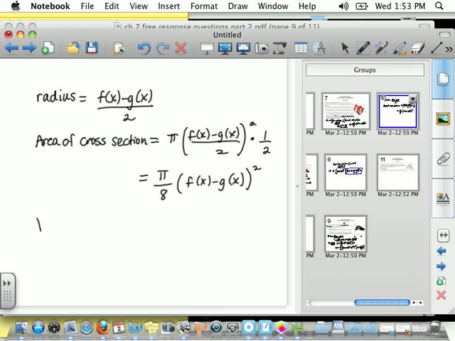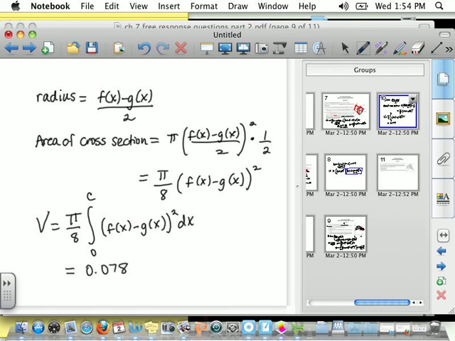So that's how I'm going to write my volume. It's going to be pi over 8 on the outside. I'm adding up all of these areas, so I'm doing the summation, so I'm integrating. And my x value still goes from 0 to c. Okay, so this is saved as y1, this is saved as y2. So when you plug all of that in, you get 0.077 or 0.078.